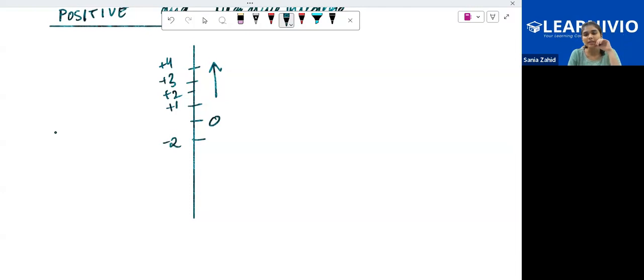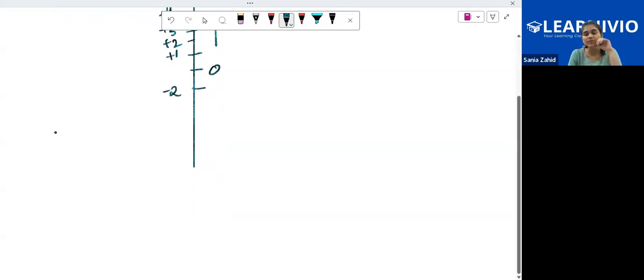Now, Haya, if I tell you +1, +2, +3, which is greater? +3. Then you have +2, and the last one you'll have +1. Now, these are positive numbers. But if I tell you -1, -2, and -3, which is greater? -1. Very good, -1. Then you have -2, and then -3.